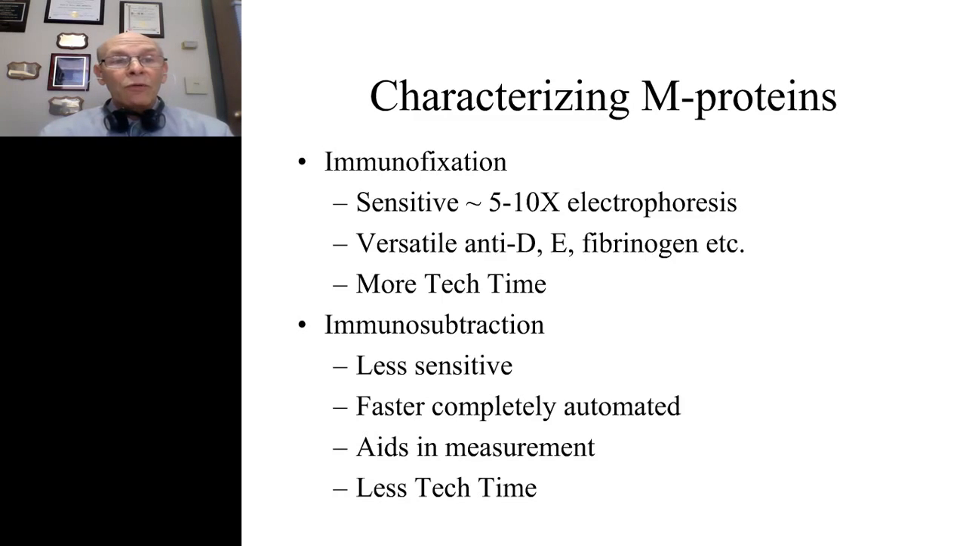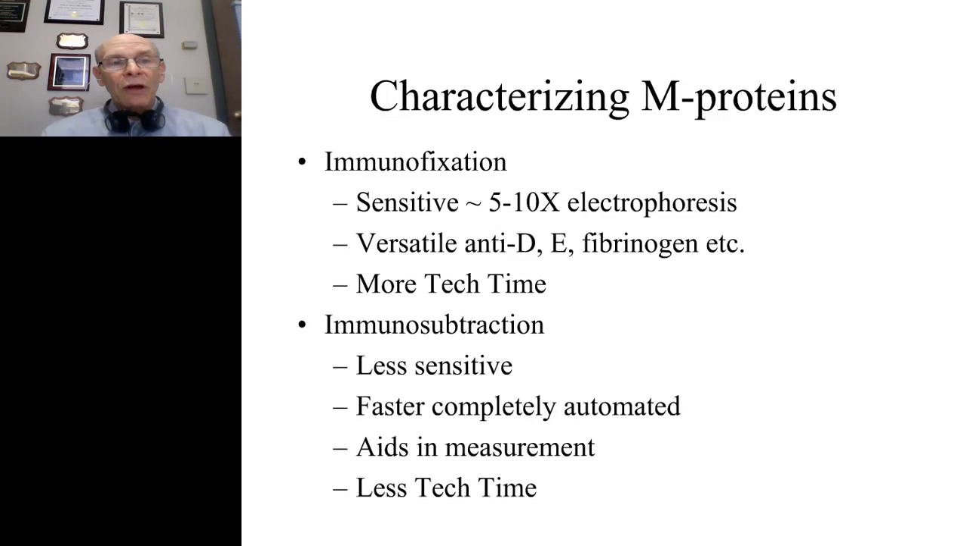It's also important when you follow the patients after therapy because the MGUS, the monoclonal gammopathy, may disappear, and then with therapy, sometimes you get the production of smaller reactive bands that could be confused if you didn't identify the original isotype. We can characterize the M protein by either immunofixation or immunosubtraction.